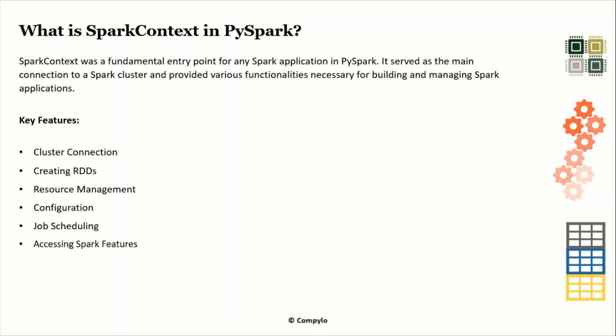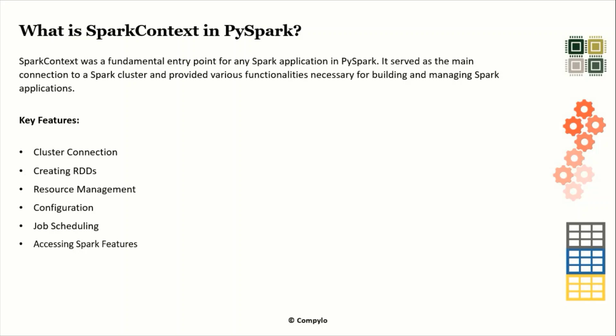Let's discuss a couple of key features of SparkContext. SparkContext establishes a connection to the Spark cluster, allowing your application to access the resources of the cluster. And when I say resources, I mean computing power and memory. SparkContext provides methods to create RDDs, which are the primary data structure in Spark for distributed data processing. For example, we can create RDDs from existing data in memory or from external data sources like files.